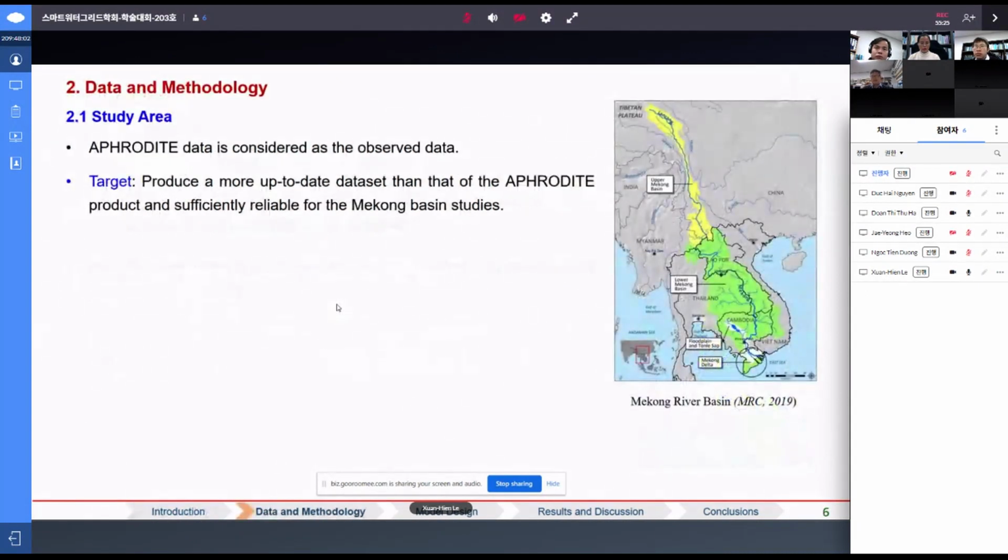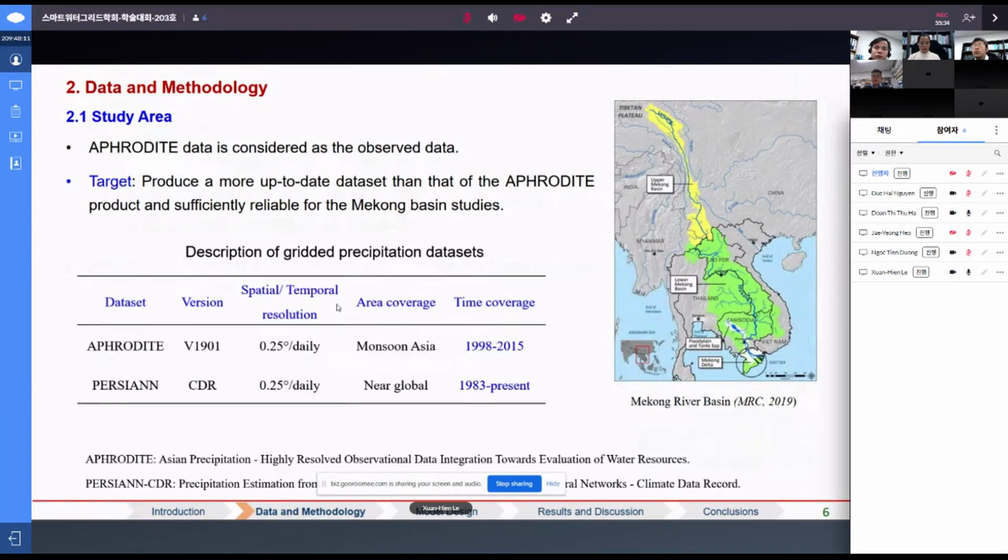And the next part is data and methodology. The Mekong River Basin is selected for this study because it is one of the biggest river basins in the world, and it spans 6 countries: China, Myanmar, Laos, Thailand, Cambodia, and Vietnam.